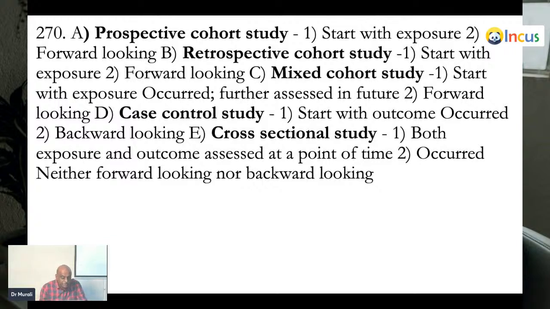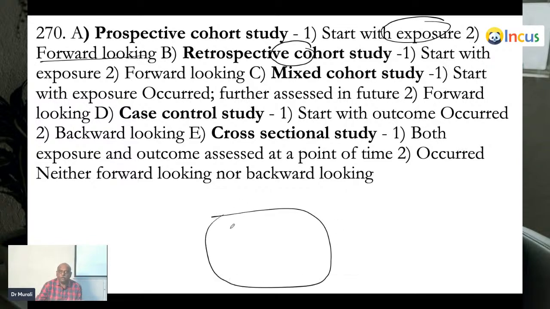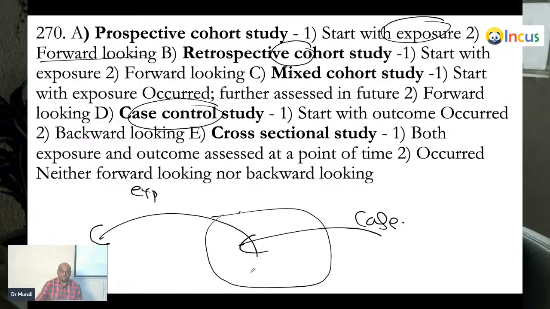So, doctor, typically we have prospective cohort study. It starts with exposure and it is forward looking. Retrospective cohort study also. You have taken a population and checked in their past whether they were exposed. Entire population you checked based on the records. Right? That is retrospective. A mixed is both. And case control is already there are cases. So you are looking backward.